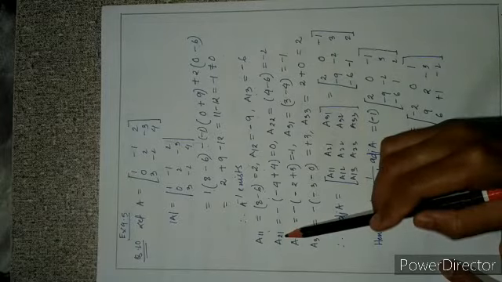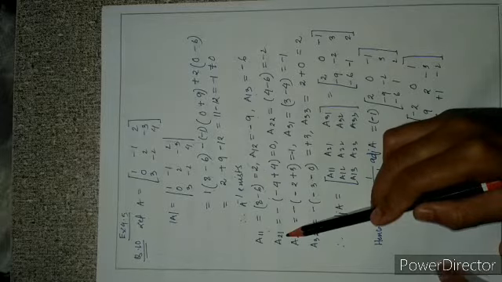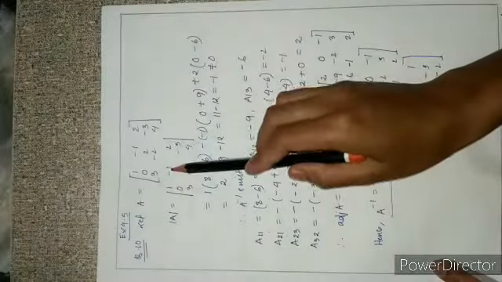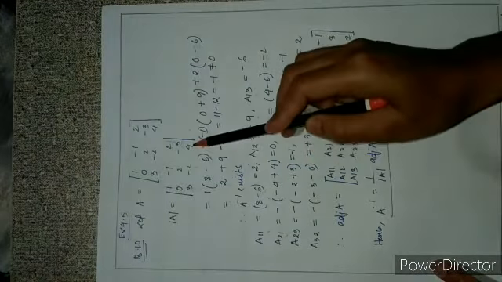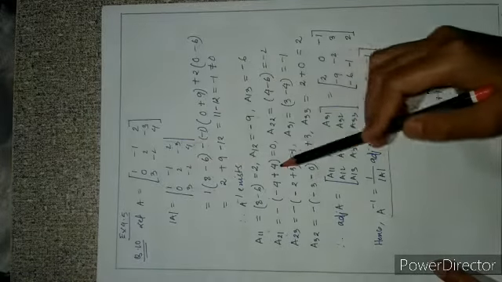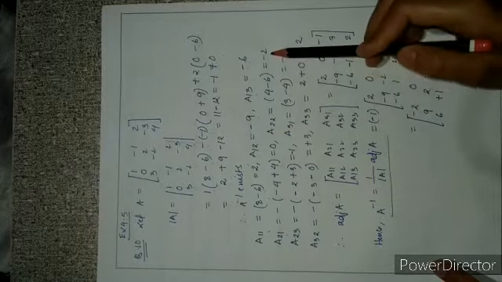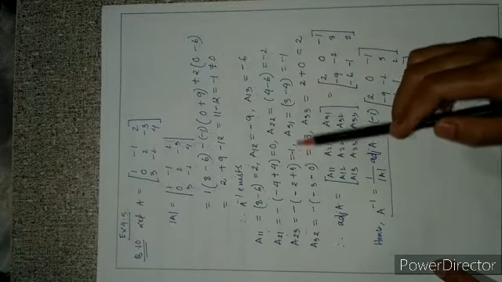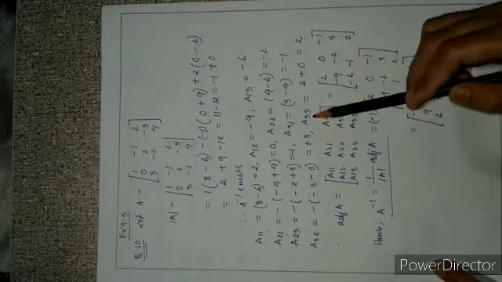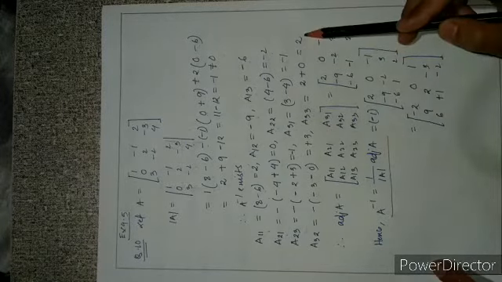Then find cofactor A21. 2 plus 1 is equal to 3, so there should be a minus sign. Find the determinant obtained by deleting the second row and first column. Minus 1, 2, minus 2, and 4. Expanding, minus 1 into 4 is minus 4, 2 into minus 2 is equal to minus 4. Then cofactor A22 is minus 2, cofactor A23 is minus 1, cofactor A31 is equal to minus 1, A32 is plus 3 and cofactor A33 is equal to 2.